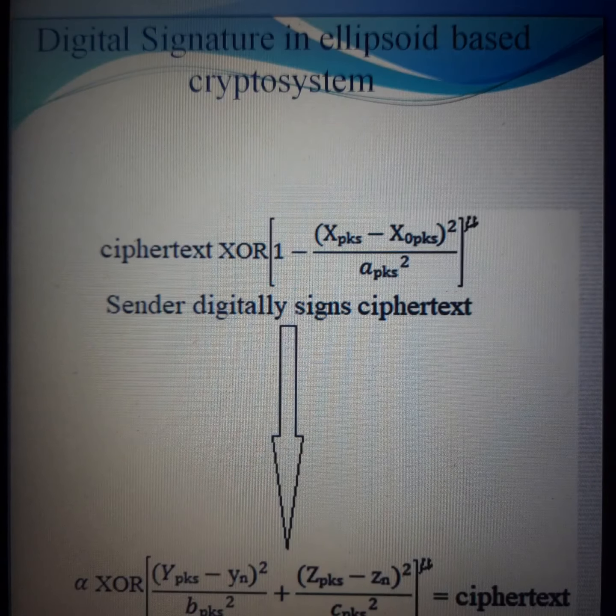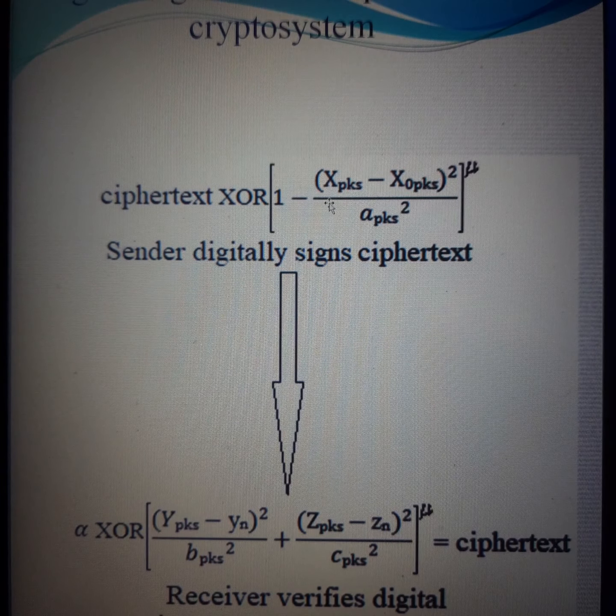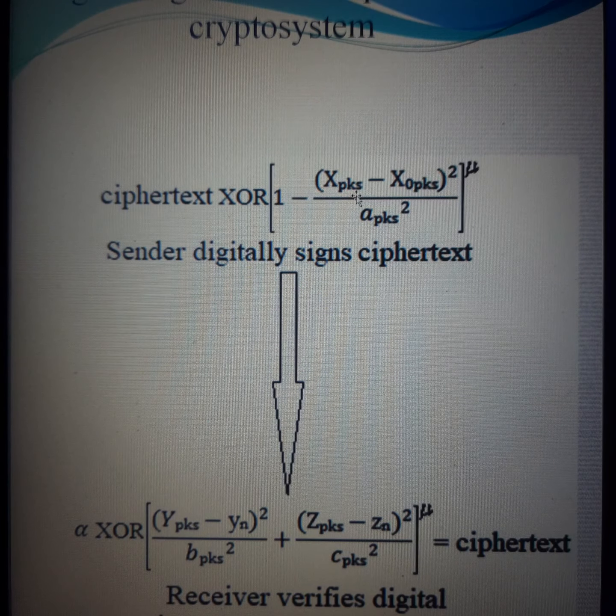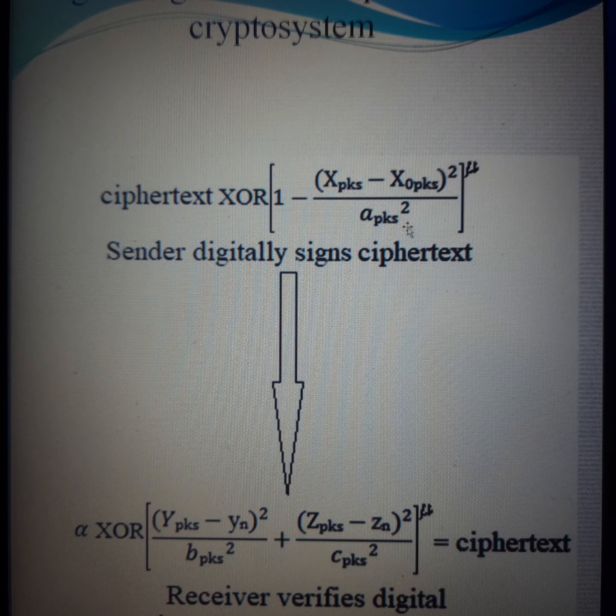So here I am doing digital signature. It is 1 minus x pks, public key of the private key of the sender, because digital signature is signed by the private key of the sender and it is verified by the public key of the sender. xps minus x0 pks upon a pks. So this is the private key of the sender, and the ciphertext is XORed with it, and it is multiplied with itself mu number of times because we are performing XOR operation. So for performing XOR operation, the length of both the values should match.